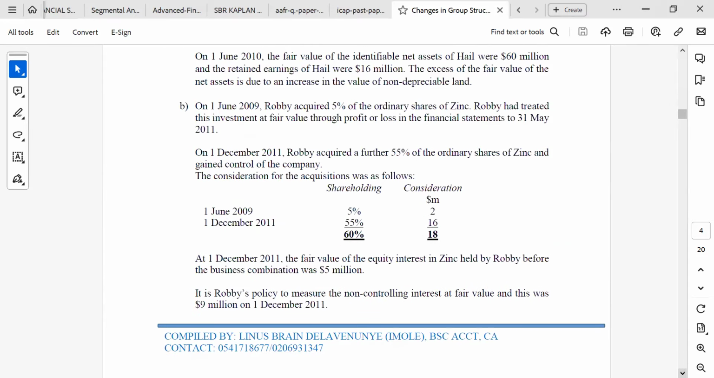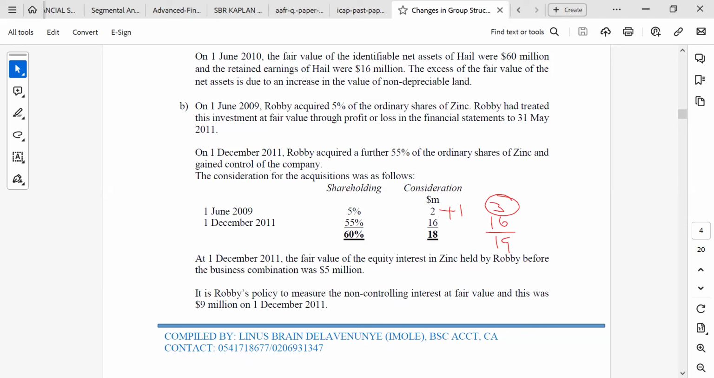That particular increase of 1 million is as a result of what? The fair value increase in the 5%. So it means that the 5% has increased by 1 million. So this will be 3 million and 16 million. That will give us 19. So the value of the 5% in the statement of financial position for Ruby is 3 million.